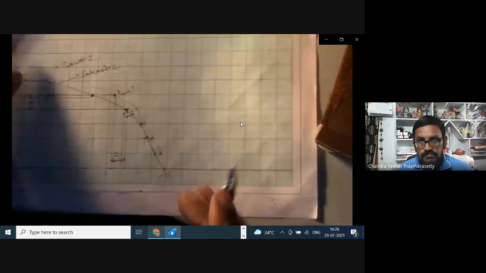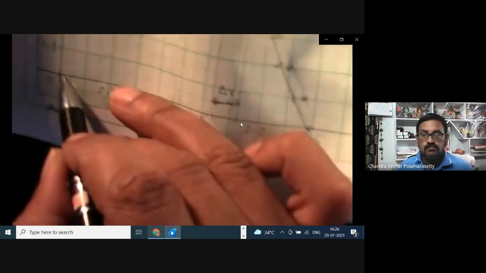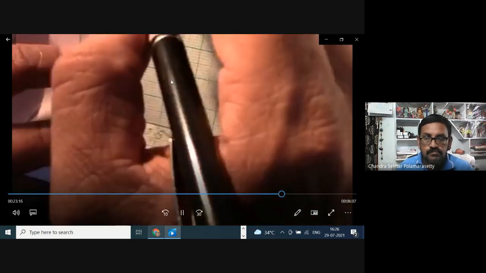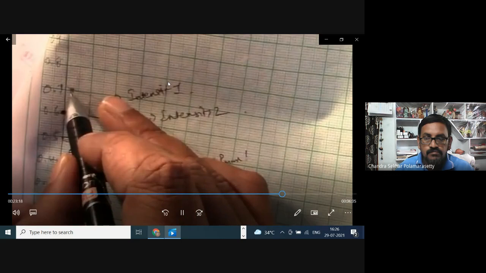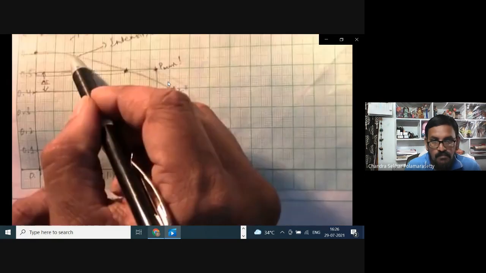Yes, students, this is the maximum resistance I can offer, but still I am unable to get 3 volts. So the last reading is 2.8 volts. So the final value of voltage is 2.88 volts. At this particular situation, what is the current? 0.2 milliamperes. Students, even though I offered 10 kilo ohm resistance to the circuit, the current is not zero.